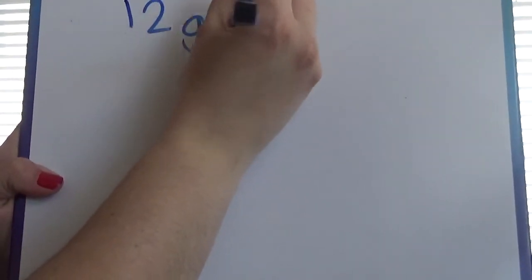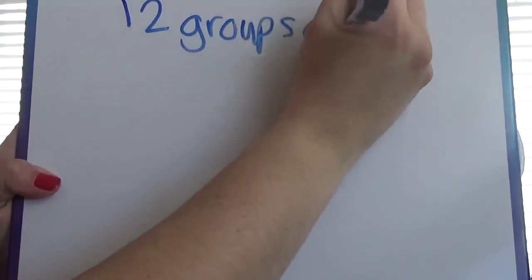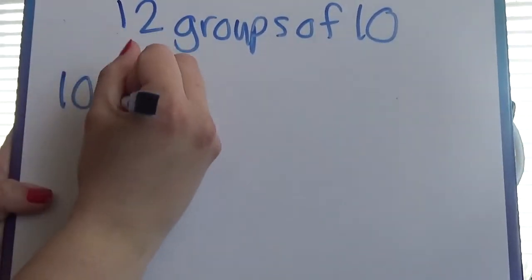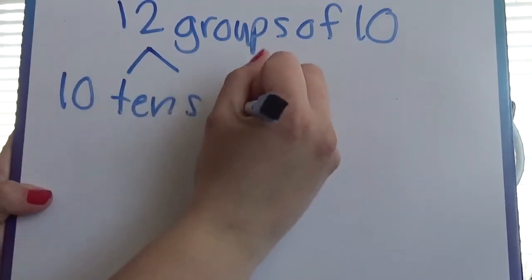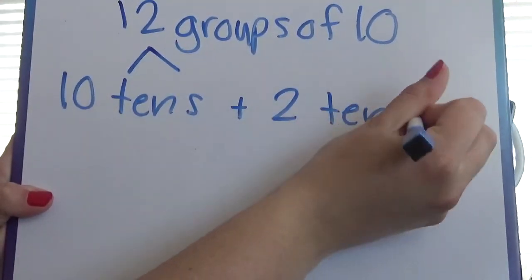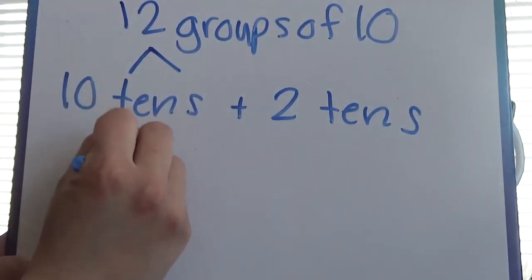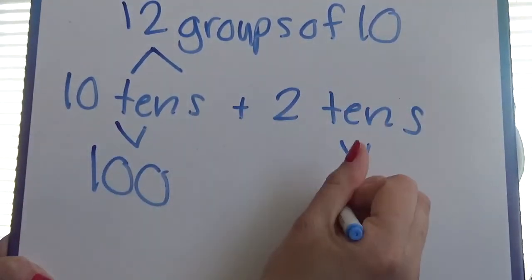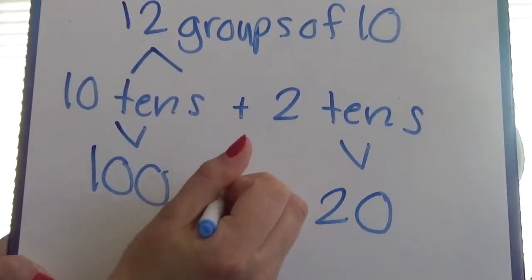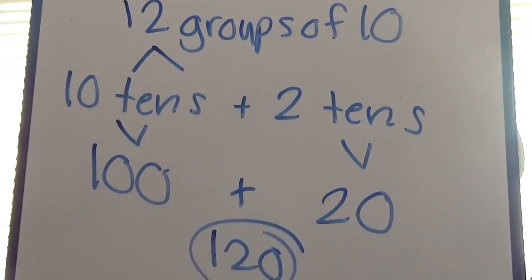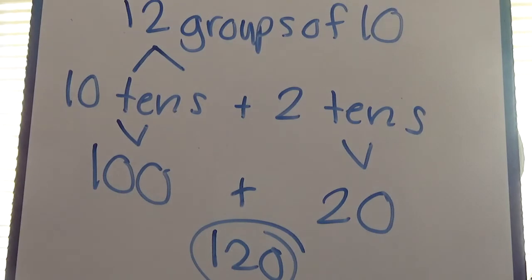That means 12 groups of 10. So that would be 10 tens plus 2 tens. 10 tens we know has a value of 100. 2 tens we know has a value of 20. You add those together, you're going to get 120. So he has 120 red triangles. Figured that out.